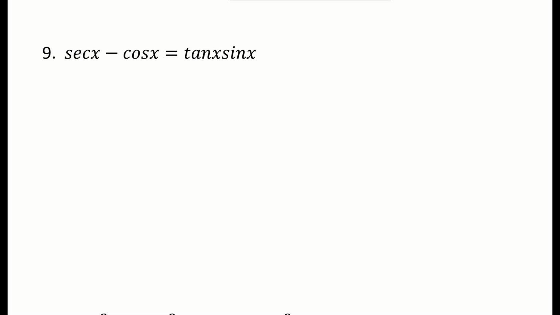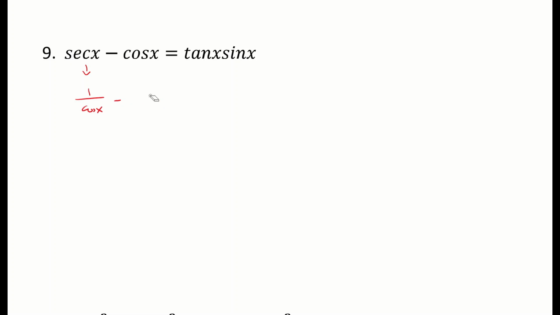So looking at the next problem, we can either do stuff to the left or do stuff to the right and make it look like the other side, right? It doesn't matter which side you start on as long as you can make them equal to each other at the end. So let's take a look at the left side.